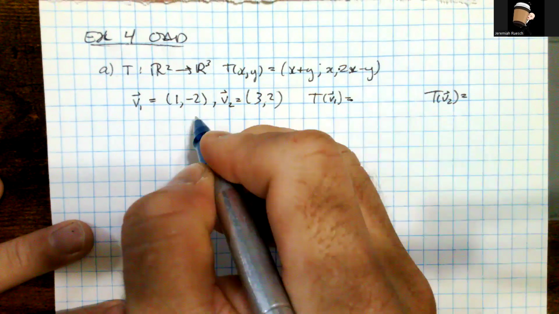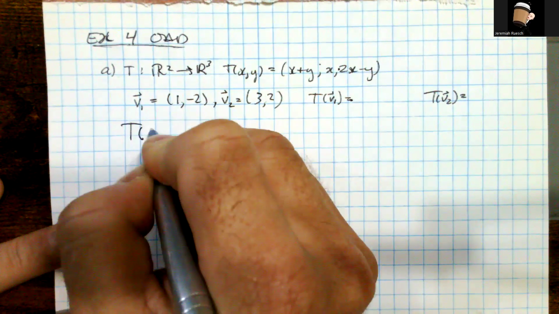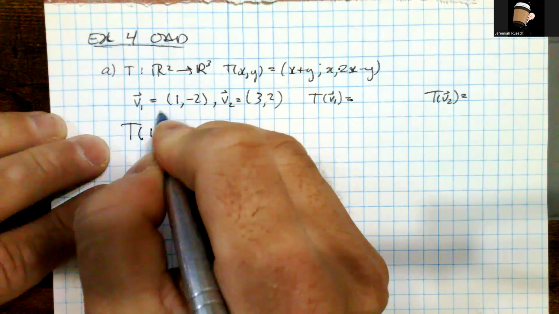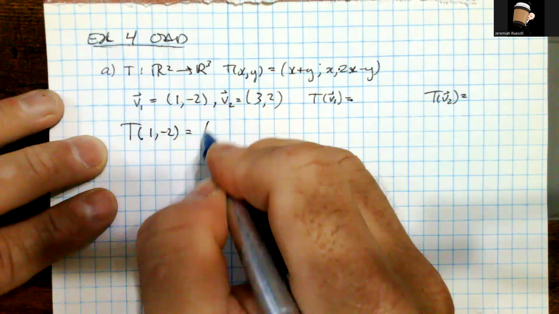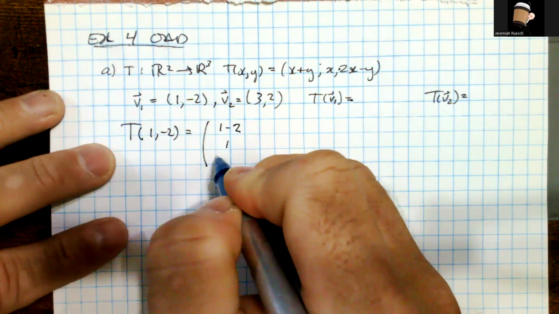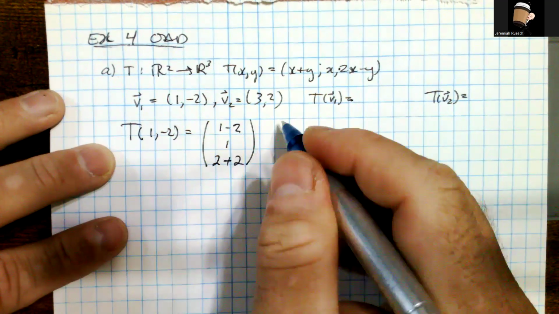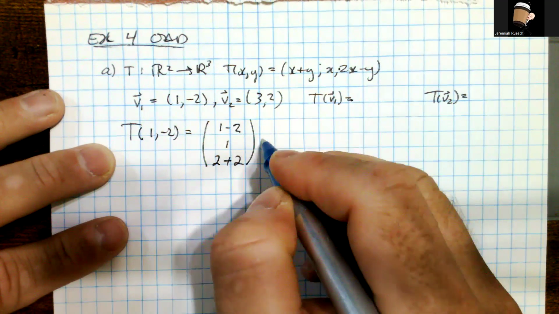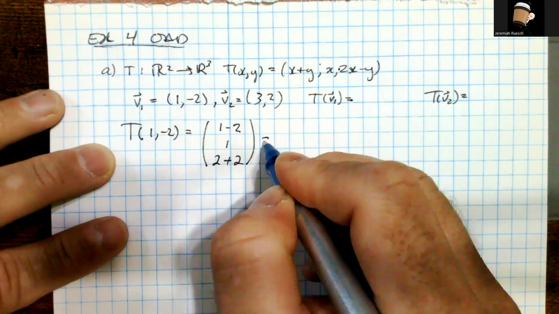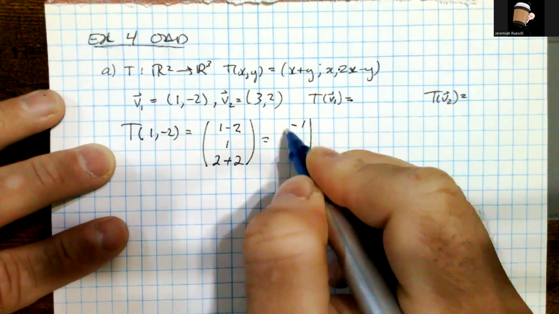All right, so to do that, we just go ahead and apply the transformation. So T of (1, negative 2), this is for v1. What does that equal? We have 1 minus 2, 1, and 2 plus 2. And so that means that our transformation T of v1 is going to be negative 1, 1, 4.